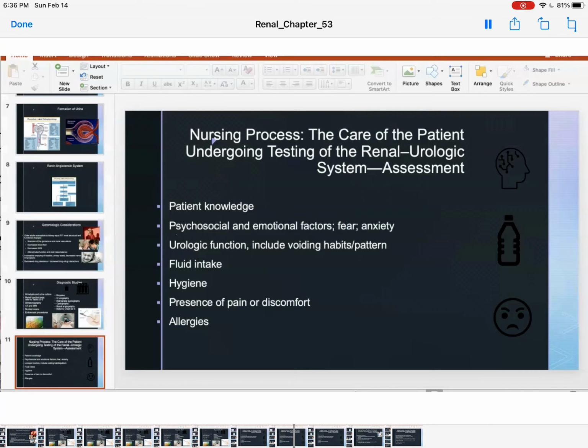Fluid intake. Some procedures require that their bladder is full. Some require that their bladder is not full. So that just depends on the procedure that they're having. And then hygiene, of course. Presence of pain or discomfort, just so that they're aware if there might be any pain or discomfort prior to the procedure. And then making sure that they don't have any allergies to anything that may be used during the procedure.